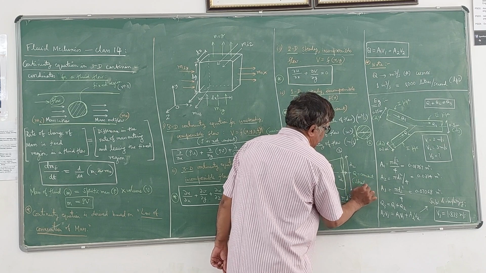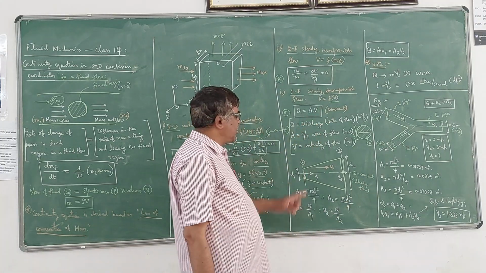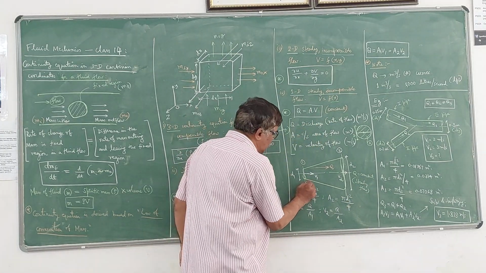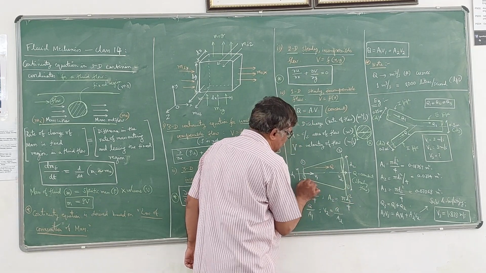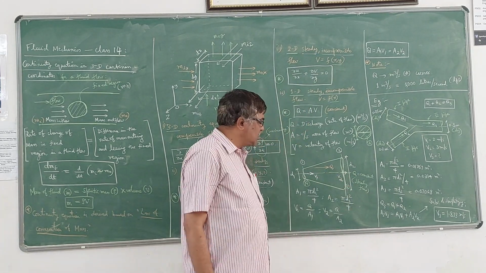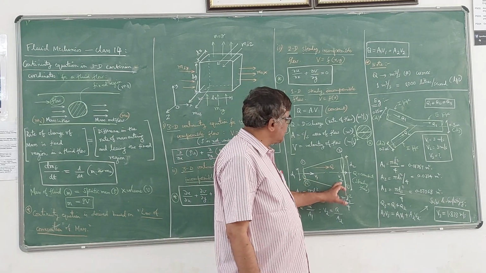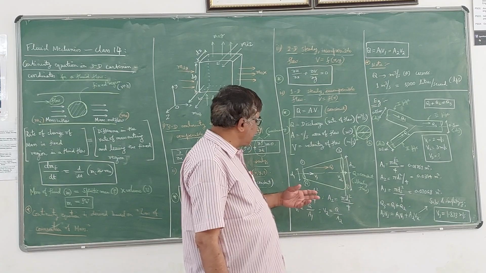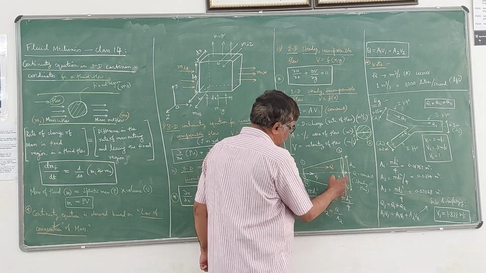So if Q is constant, we know that Q is equal to A into V. Here also Q is same, here also Q is same. So at both the sections you have the same discharge. Here Q is A1 V1, here Q is A2 V2, where A1 is pi d1 square by 4, A2 is pi d2 square by 4.